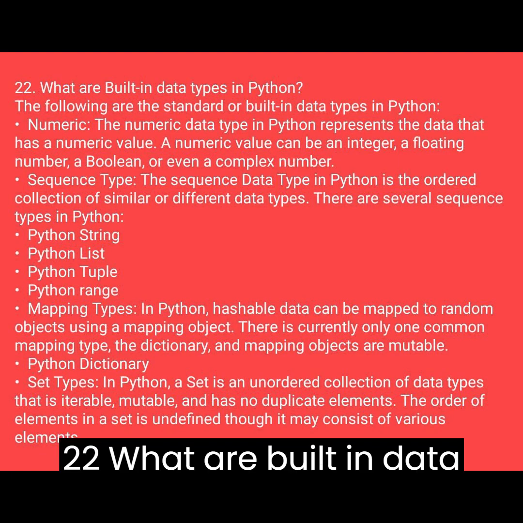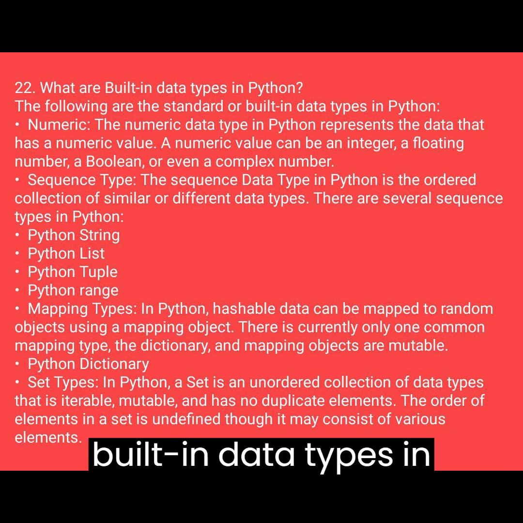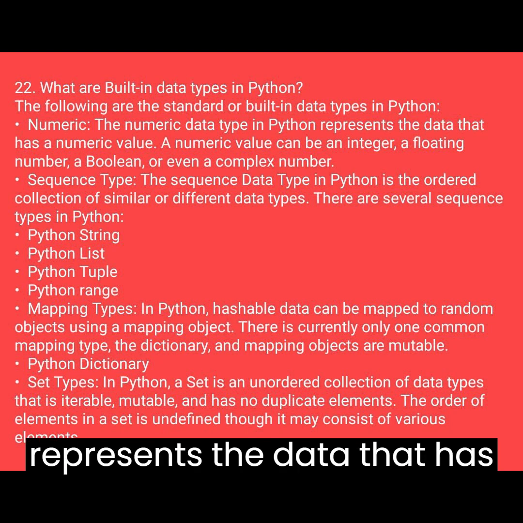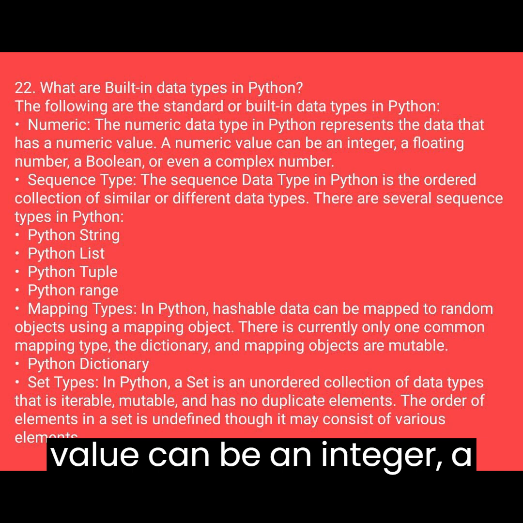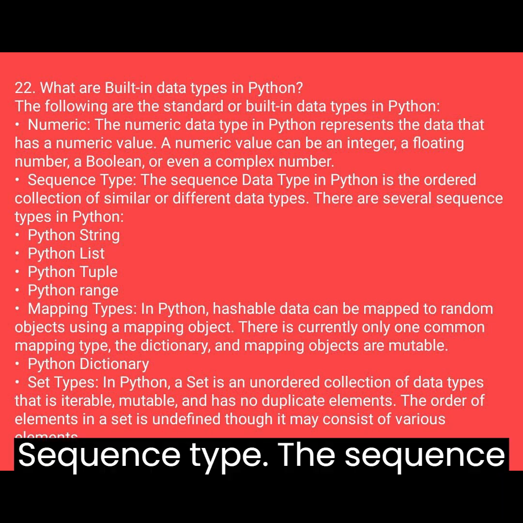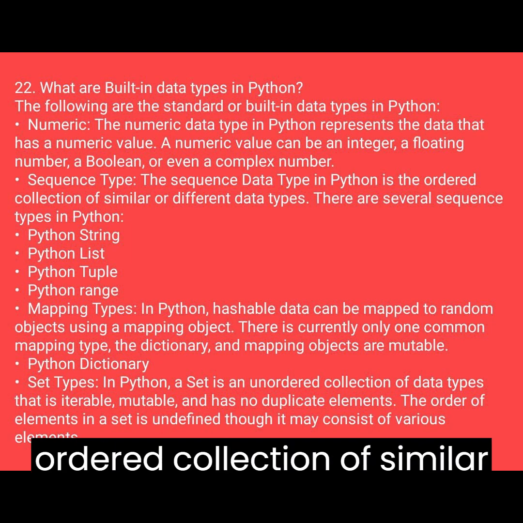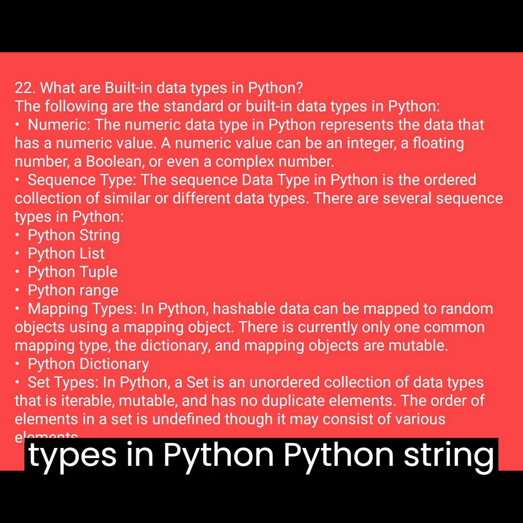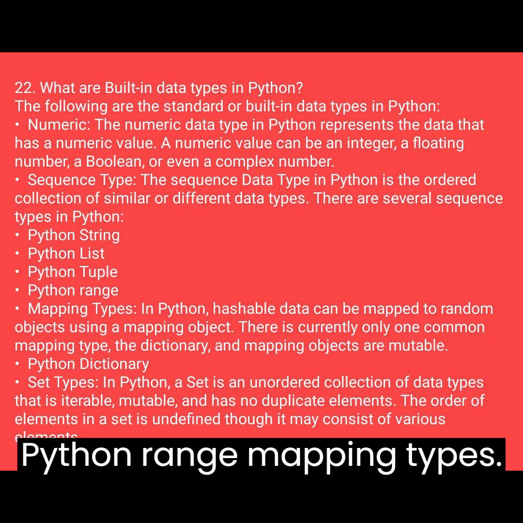22. What are built-in data types in Python? The following are the standard or built-in data types in Python. Numeric. The numeric data type in Python represents the data that has a numeric value. A numeric value can be an integer, a floating number, a boolean, or even a complex number. Sequence type. The sequence data type in Python is the ordered collection of similar or different data types. There are several sequence types in Python: Python string, Python list, Python tuple, Python range.